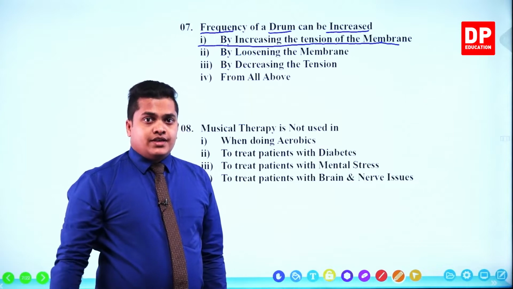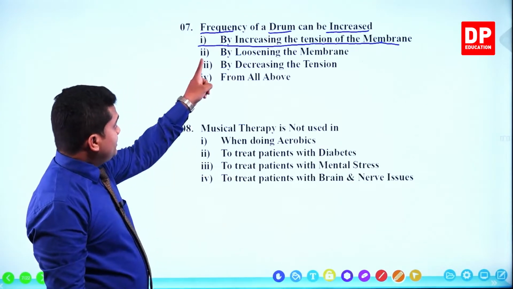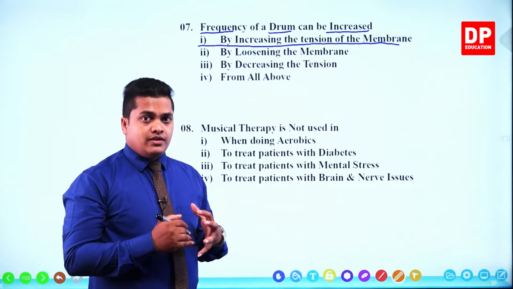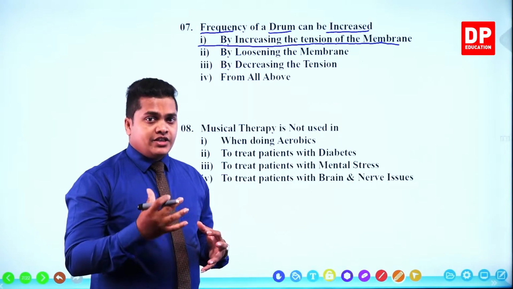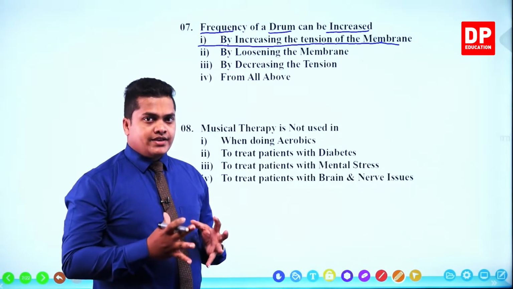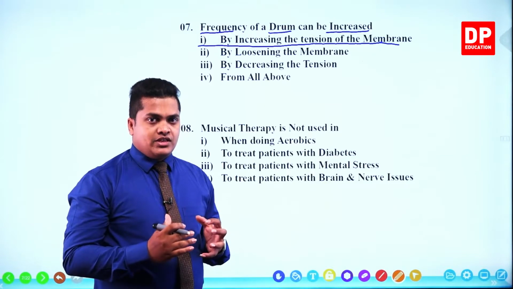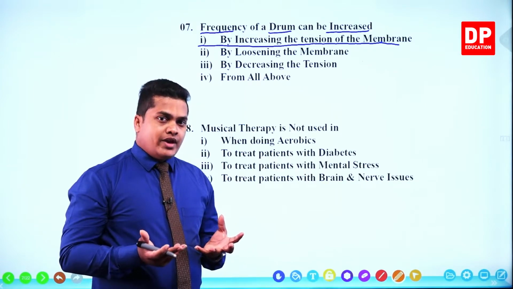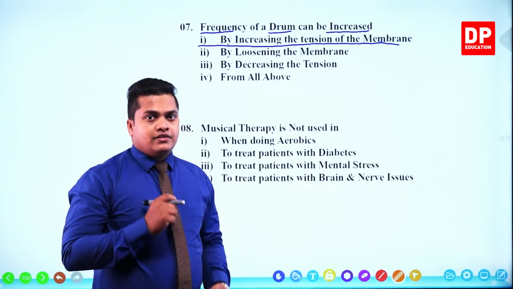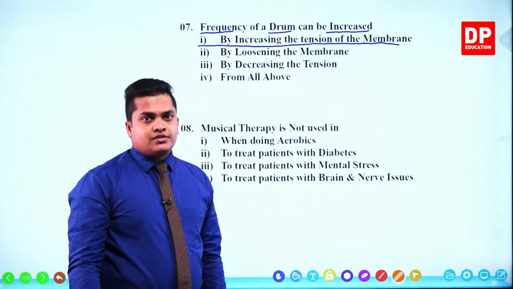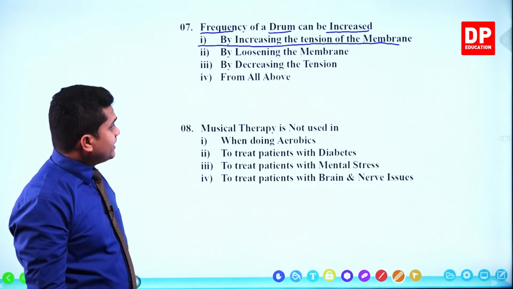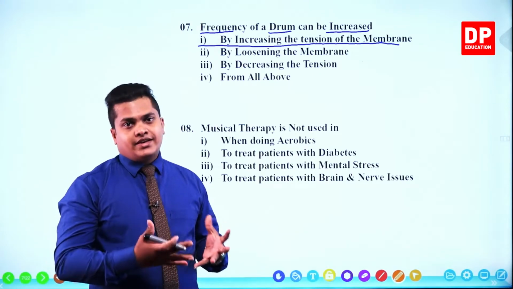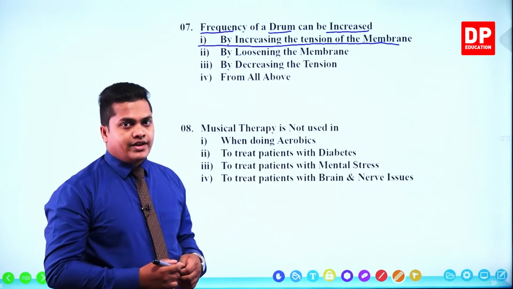Let's see the other answers as well, my dear children. In the second one, by loosening the membrane. If you loosen the membrane, then the tension would reduce. When loosening the membrane, tightness is going to reduce. If tightness is going to reduce, then the frequency is also reduced. So, it is incorrect. Third one, by decreasing the tension. The same answer. Loosening means decreasing the tension. So, it is also incorrect.